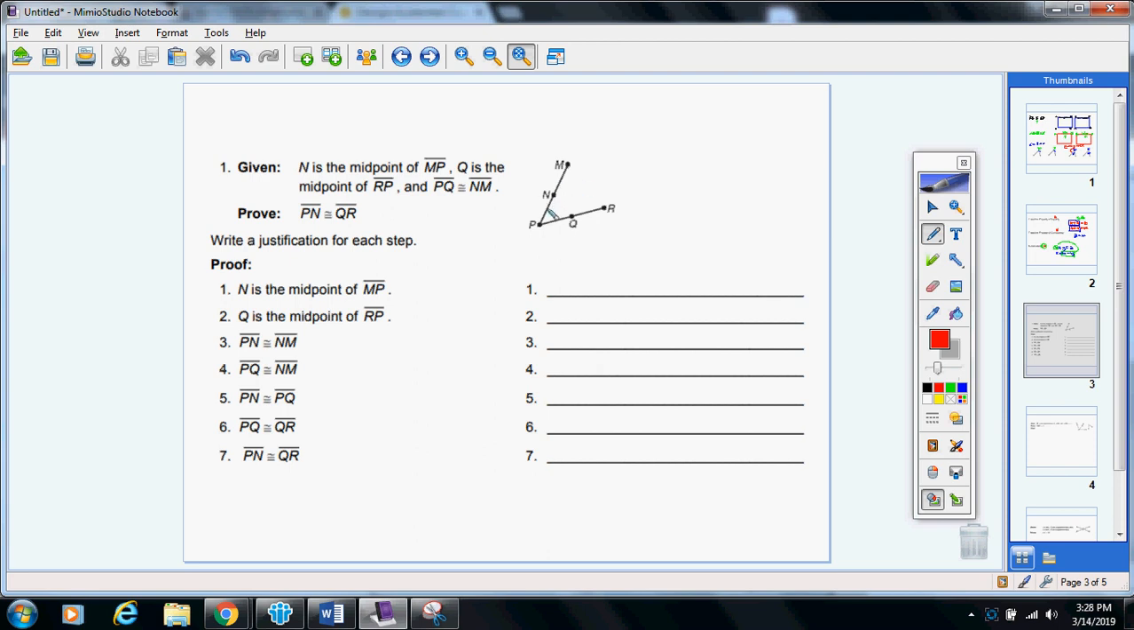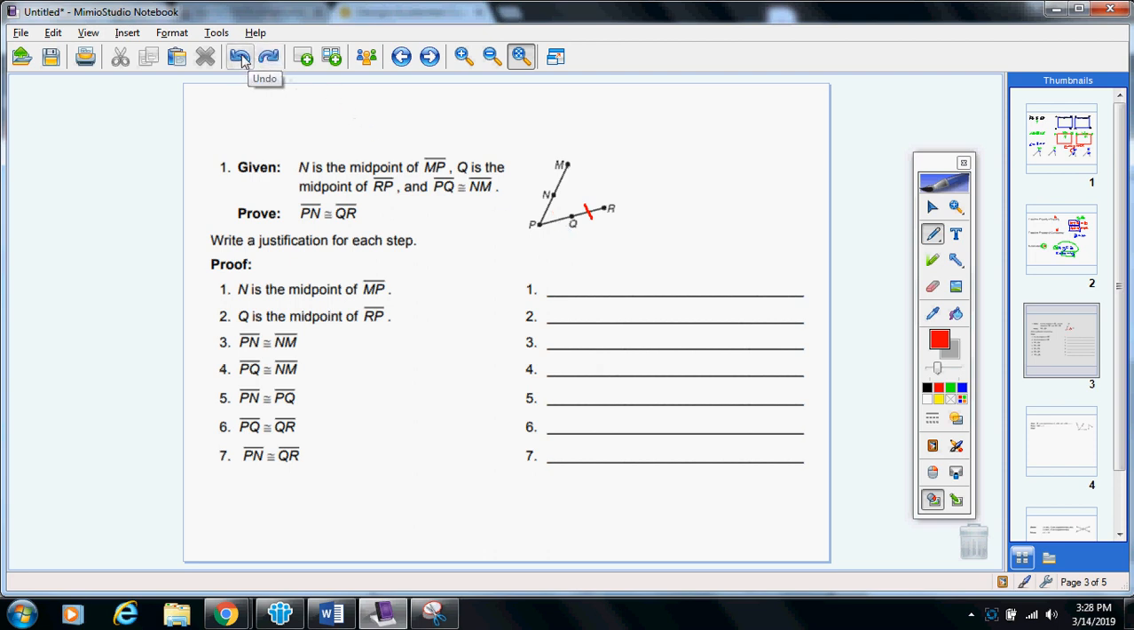So if N is the midpoint of MP, that means that a midpoint splits a line segment up into two equal parts. So we know that this segment is congruent to this segment, okay? And then it says Q is the midpoint of RP. So again, that means that this segment's congruent to this segment.